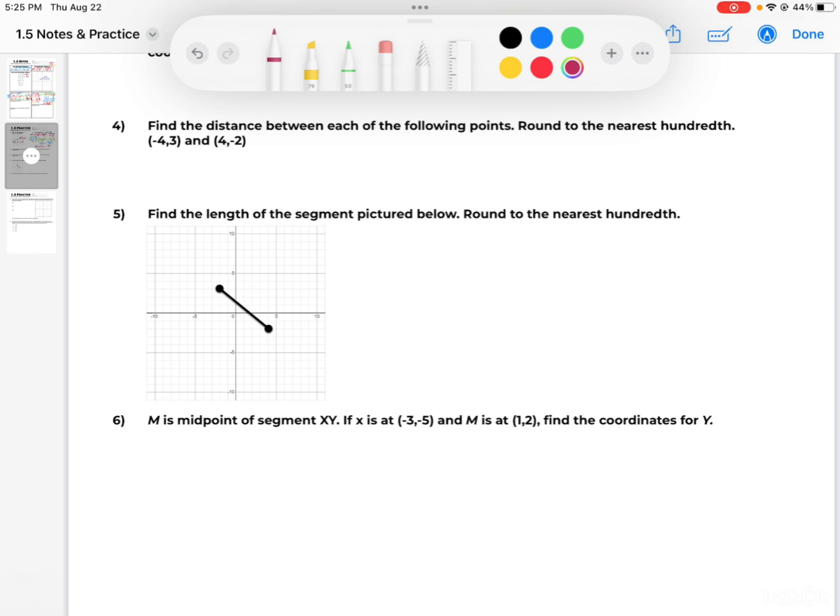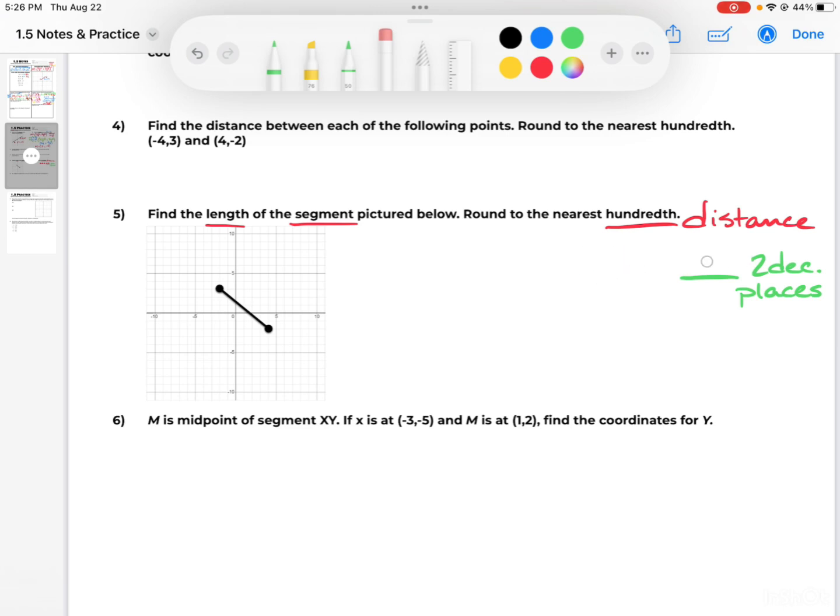Jumping ahead here to 5, you are finding the length of the segment, which means I'm going to be using the distance formula. And it also says round to the nearest hundredth. So if you remember, I've got ones, I've got tens, I've got hundreds, and then on the other side, I've got tenths and hundredths. So I am rounding to 2 decimal places.